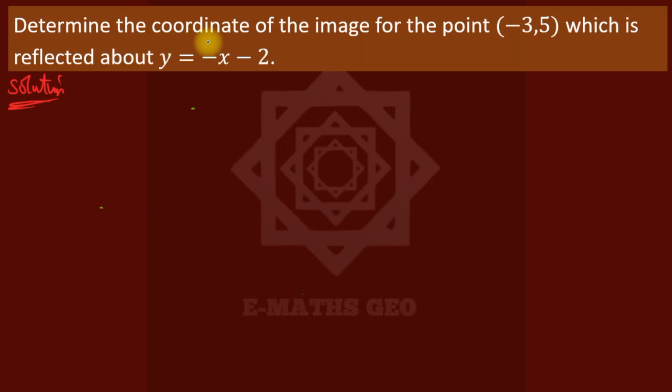Determine the coordinates of the image of the point (-3, 5) which is reflected about y equals minus x minus 2. So the first thing we have to do is draw the diagram. Let's look at the line, and that's the line x and y as x.